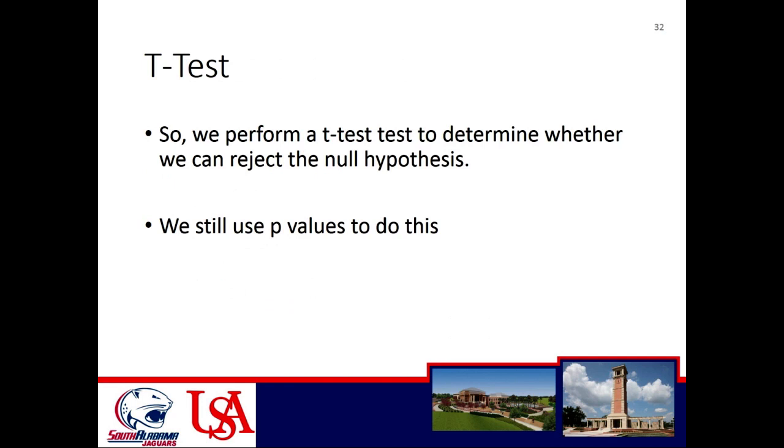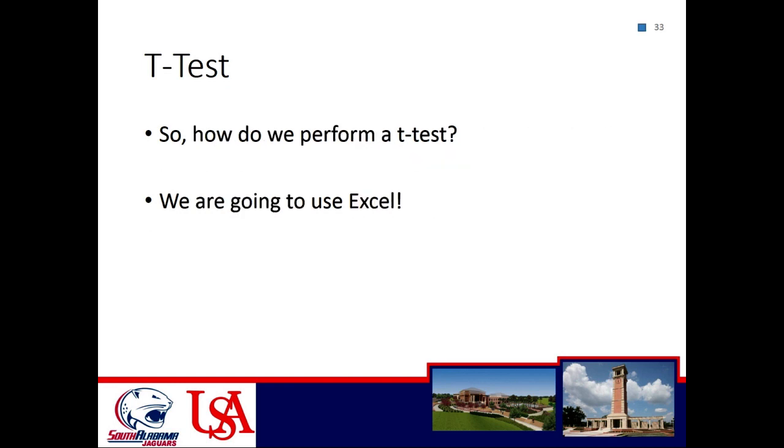Okay. So we can perform a t-test to determine whether we can reject the null. So we still use p-values to do this. If our p is less than 0.05, we would still perform a t-test to determine whether we can reject that null hypothesis by using the resultant p-values.